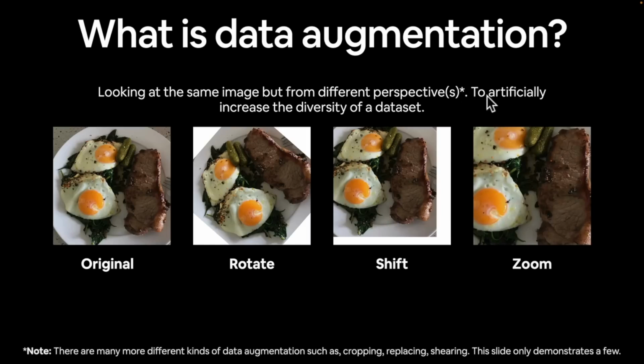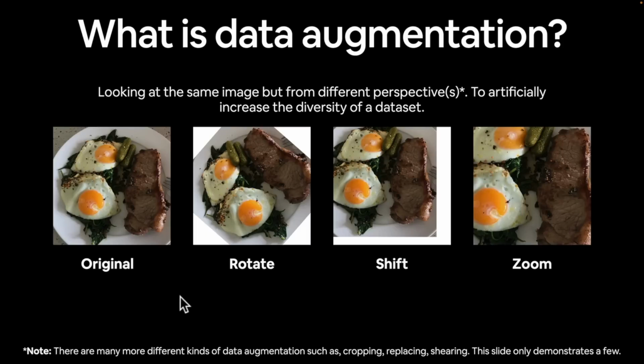And we do this, as I said, to artificially increase the diversity of a data set. So if we imagine our original image is over here on the left, and then if we wanted to rotate it, we could apply a rotation transform. And if we wanted to shift it on the vertical and the horizontal axis, we could apply a shift transform. And if we wanted to zoom in on the image, we could apply a zoom transform.